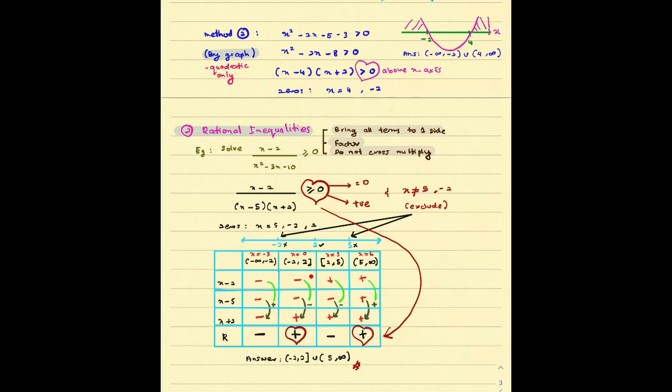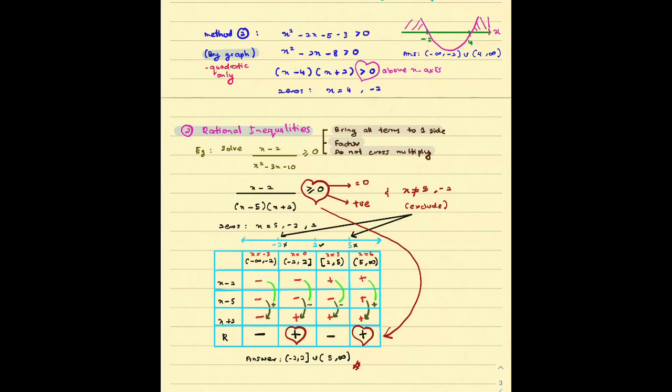Why is 2 a closed interval? Because we want the values of x which give the expression equal to 0. Because when x is equal to 2, x minus 2 is 0. 0 divided by something is 0. So 0 greater than or equal to 0 is a true statement. So we need to include the endpoint, which is 2.